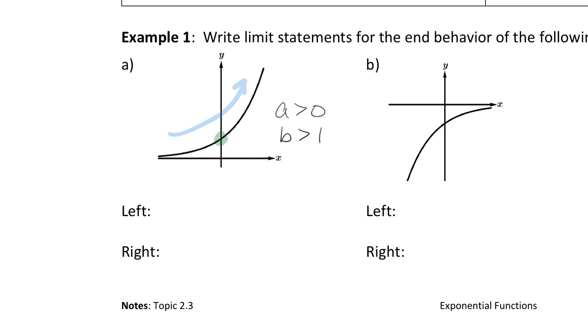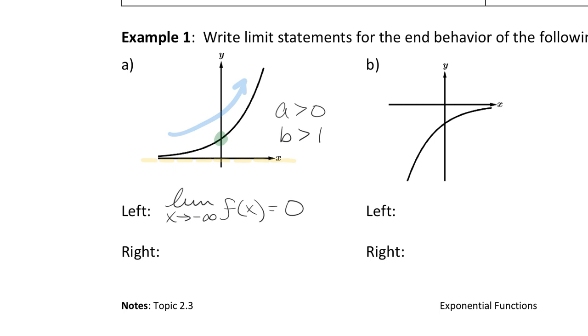But if we're looking at this graph, what is happening on the left side of the graph? What are we getting closer and closer to? The horizontal asymptote. So what is the equation of the horizontal asymptote here? What number is it at? 0. So we would write a limit statement. The limit as x approaches negative infinity of f, we just decided to name it that, would be equal to 0 because we're flattening out at the horizontal asymptote.